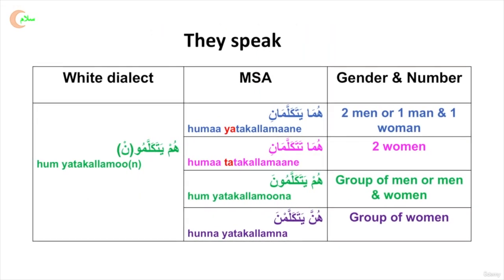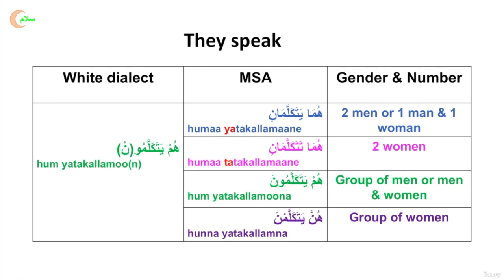Now, when it comes to Modern Standard Arabic and how its grammar and conjugation is complex, I'm going to give you an example. If you wanted to say they speak, in Modern Standard Arabic there are 1, 2, 3, 4 words just to say they speak, and that depends on the gender and the number.